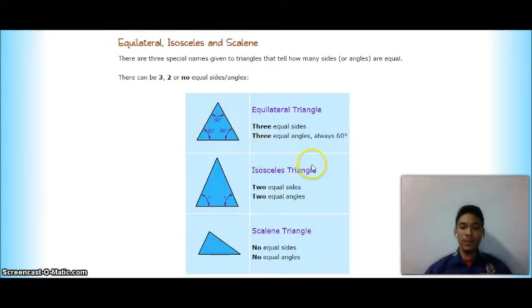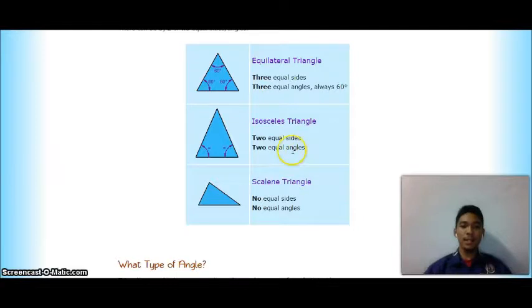Okay, so next we move on to the next triangle, that is the isosceles triangle. This isosceles triangle has 2 equal sides and 2 equal angles, which means this angle and this angle are equal. This side and this side are equal.